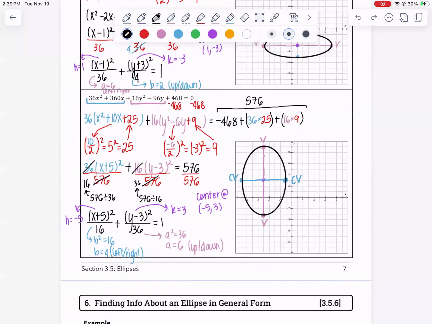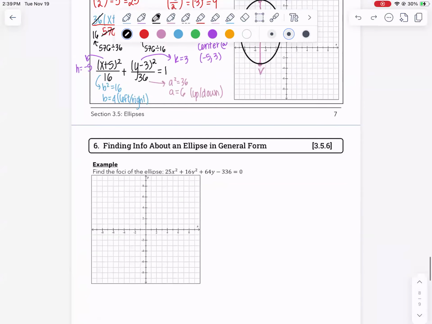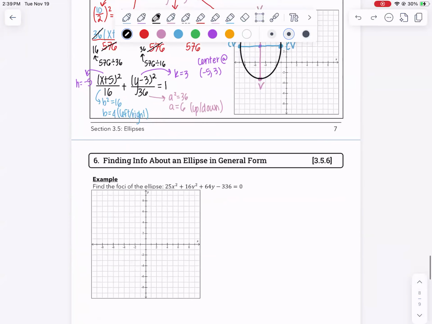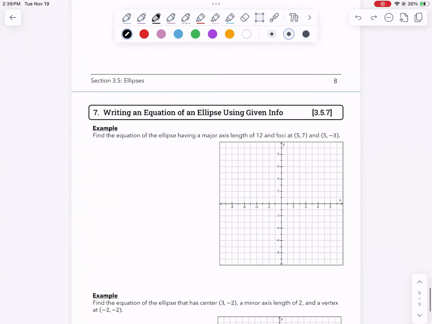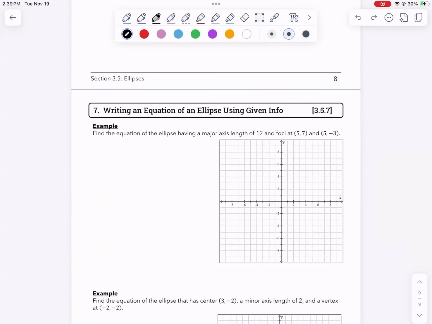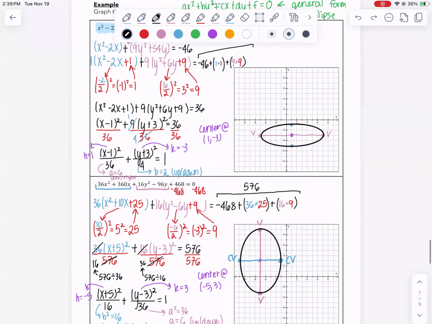In the next video, we're going to do finding info about an ellipse in general form. So it's in general form, you need to find some stuff. Then finally, in the last video, writing the equation of an ellipse when you're given a particular amount of info.